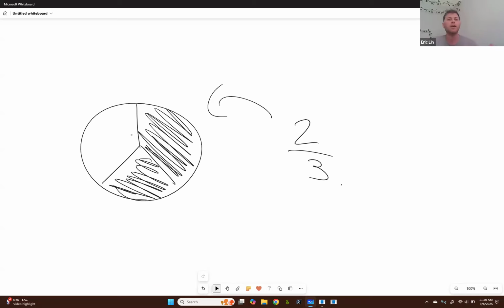So keep in mind that the fraction itself represents the part that is shaded over all parts of the circle. How many parts of this circle do I have overall, and then how many of those parts are shaded, and that will be the appropriate fraction.